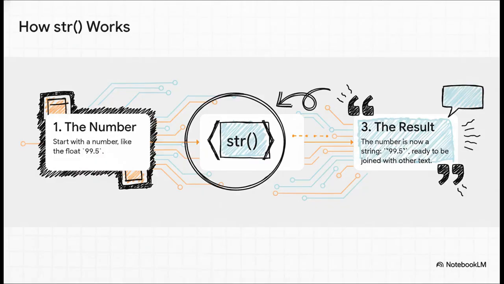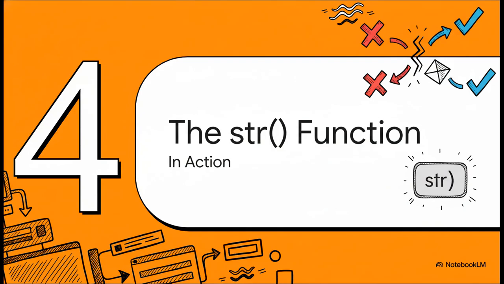And using it is unbelievably easy. You just take your number, whatever it is, and you wrap it inside the str function, just like you see here. And instantly, Python stops seeing it as a number it can do math with. Instead, it just sees it as a sequence of characters, a 9, another 9, a period, and a 5. That's all ready to be part of a sentence. Okay, that's the theory, but let's actually see this hero in action. We're going to apply the string function to a couple of examples and watch that type error completely disappear.